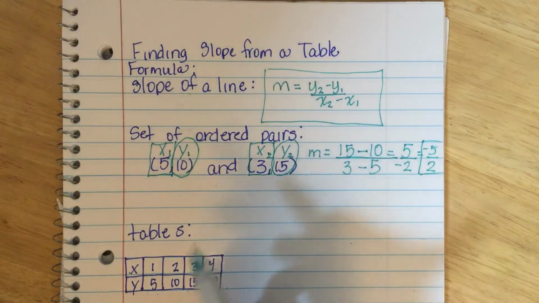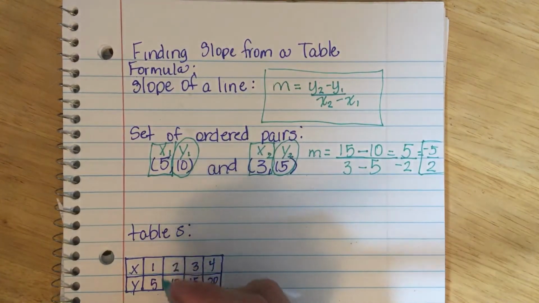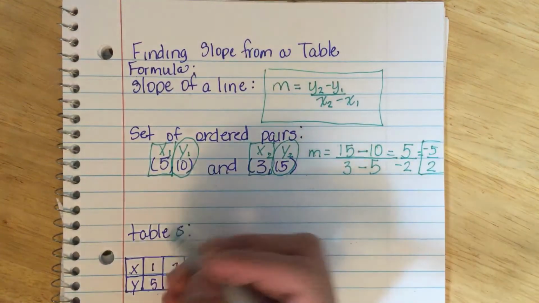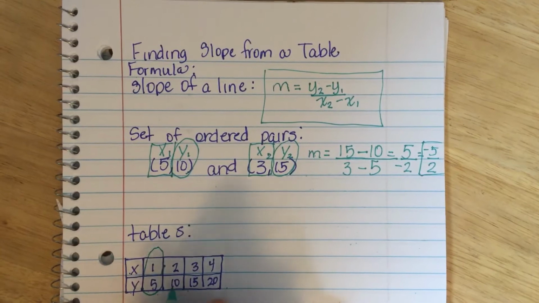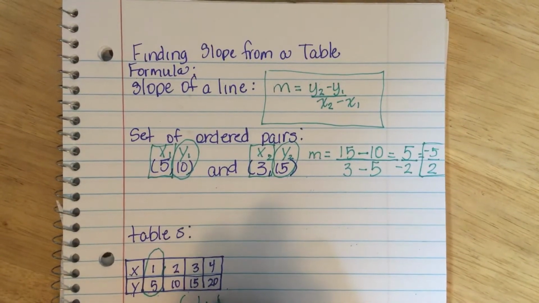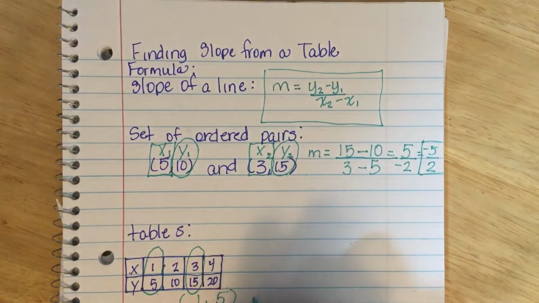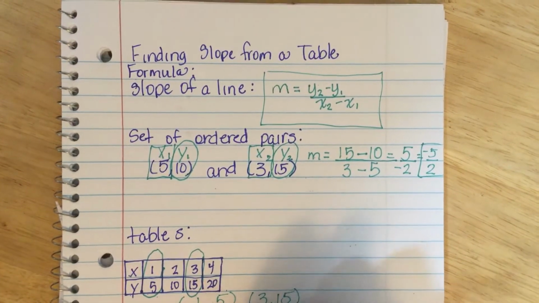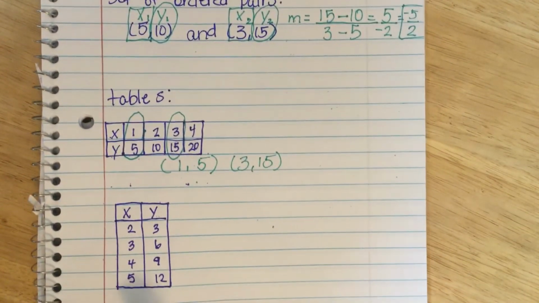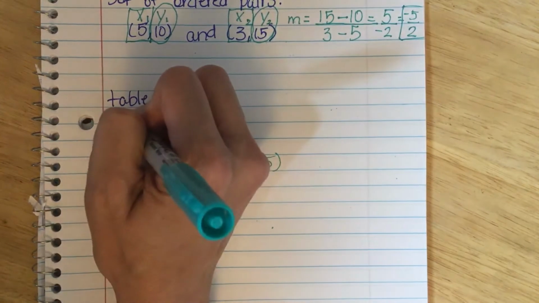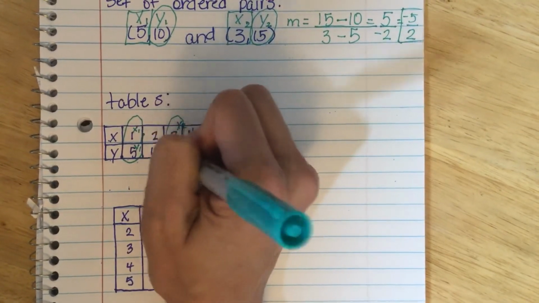So on this table, we have our x's on top and then our y's on the bottom. So you can take any sets of numbers. So for example, I can take this set right here, the first set, and this is my x and my y. This is 1 and 5. And I can take another set. I can take this one right here, my 3 and my 15. You can write them out like this if it helps you to substitute them into the formula. You can also label on here, this is your x1, y1, and this is your x2, y2.